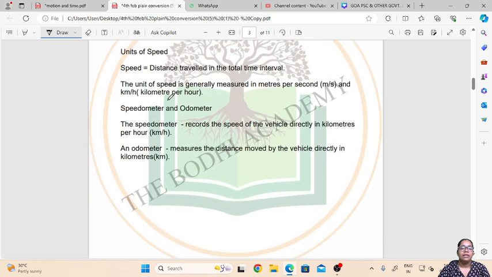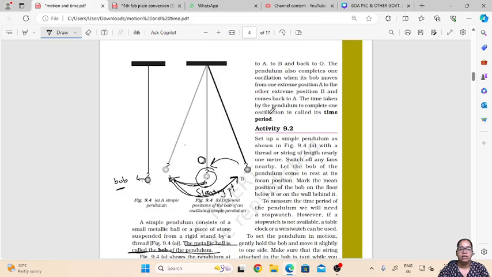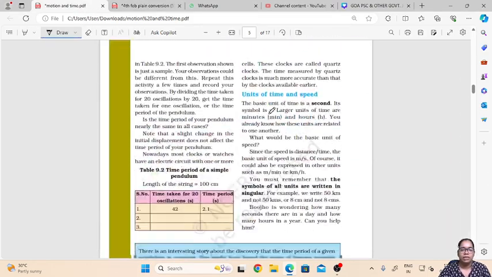So now let us see how speed is measured. Basically speed is measured using a speedometer and an odometer. The speedometer records the speed of the vehicle directly in kilometers per hour, and an odometer measures the distance covered by the vehicle directly in kilometers. So here we can see a speedometer and an odometer.